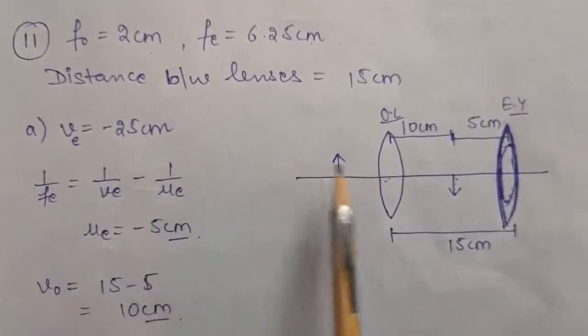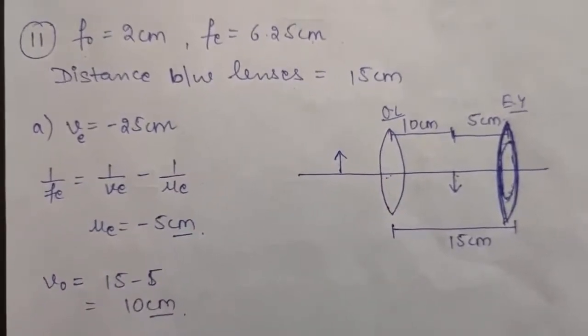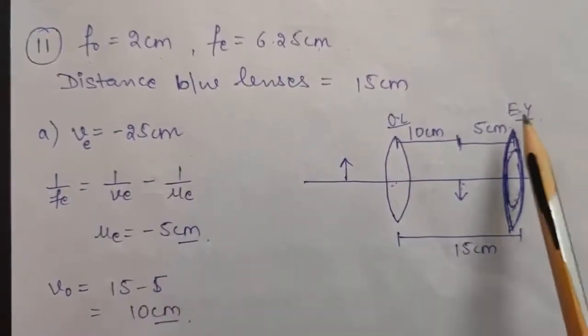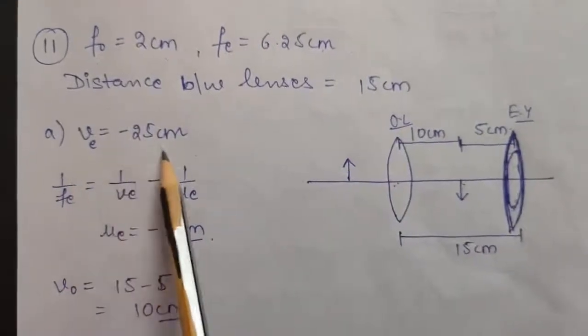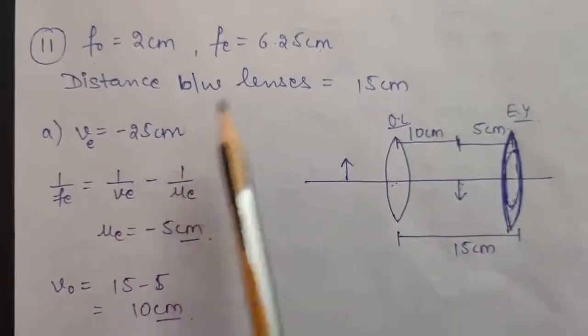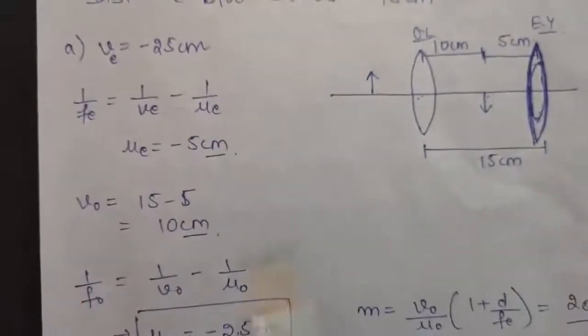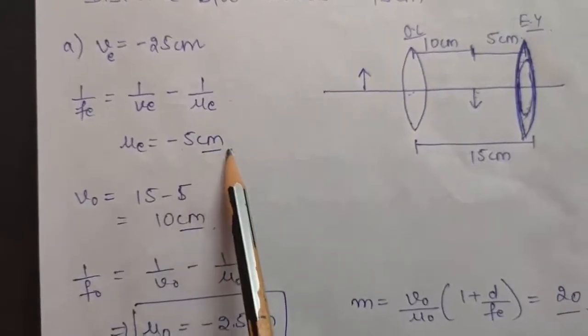Okay, so for this case it is given the final image should be formed at D, that is minus 25 centimeters, and as you know the final image will be formed by the eye lens, so you can say VE should be minus 25 centimeters for this case. Now you know FE, you know VE, so by using the lens formula you can easily calculate UE, that will come to be minus 5 centimeters, right?